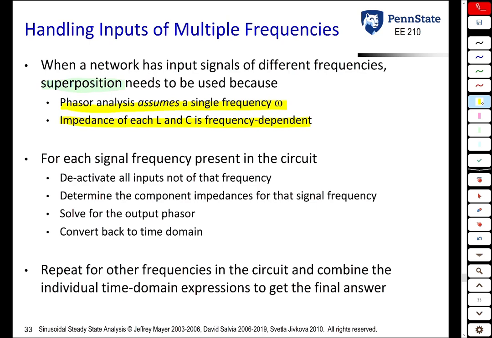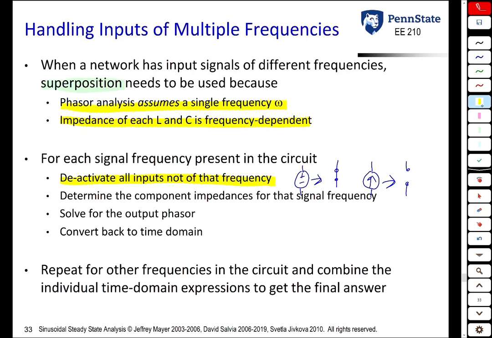So here's the algorithm. The first thing you need to do is pick one of the operating frequencies in your circuit. So the first thing you would do is deactivate all inputs that are not of that frequency. By that, I mean that if you have a voltage source, replace it by a short circuit. And if you have a current source of another frequency, replace it by an open circuit.